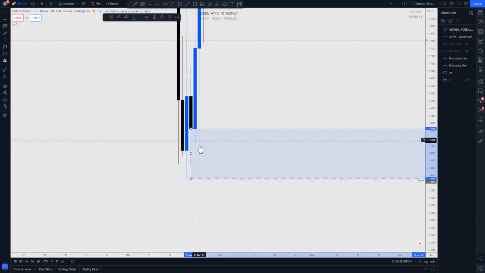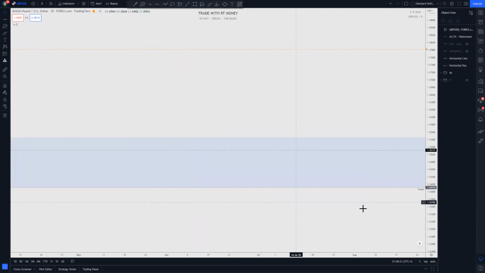We're going to be swiping. We already swiped this one, or we're about to swipe this low here, and I believe that if we come down here to sweep this low, then this one will go right after.